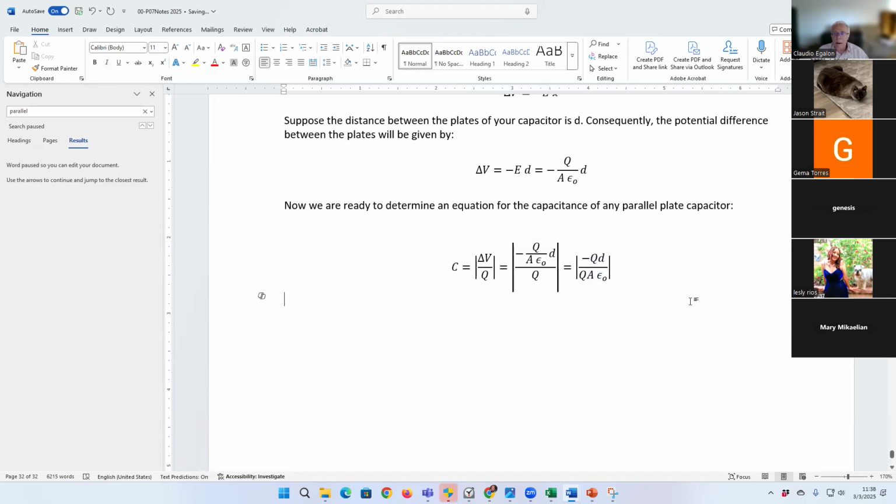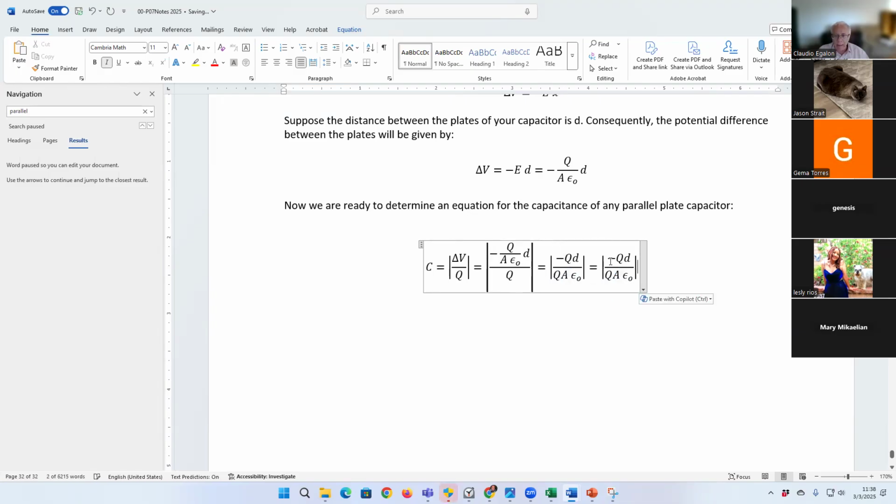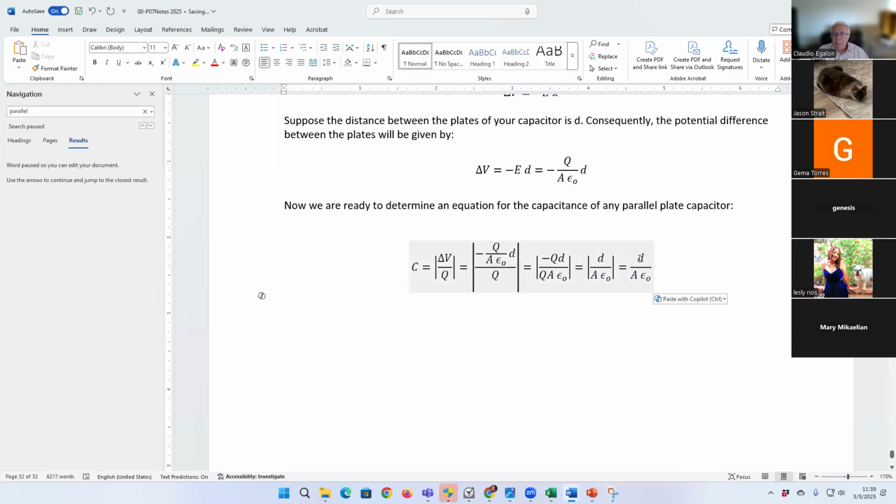Okay. And look what happens to the Q. It cancels out. It always happens like that when you're calculating capacitance, okay? The negative sign is going to disappear because we are taking just the magnitude of the resulting equation. Q is going to cancel. D is the distance between the plates, a positive number. Area is a positive number. Epsilon naught is a positive number. And look what we get. We get that the capacitance of a parallel plate capacitor depends on the distance between the plates and on the area of the capacitor.